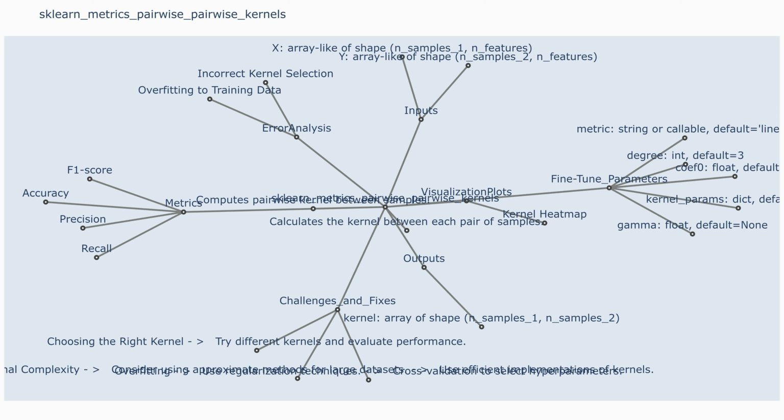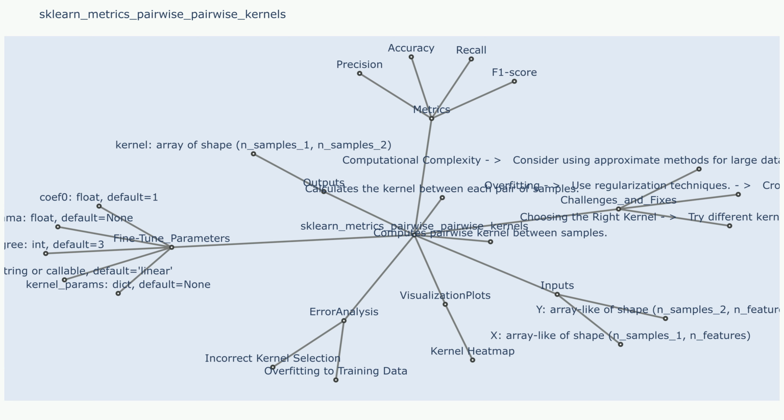sklearn.metrics.pairwise.kernels. Description: the pairwise kernels function calculates the pairwise kernel between samples in two arrays, X and Y. It provides flexibility by allowing the user to choose a specific kernel function and adjust its parameters. This function is particularly useful for tasks involving kernel methods, such as support vector machines (SVMs), where the similarity between data points is measured through a kernel.